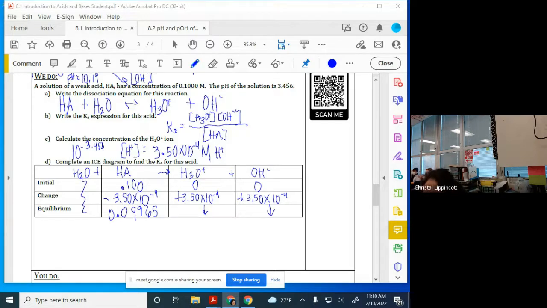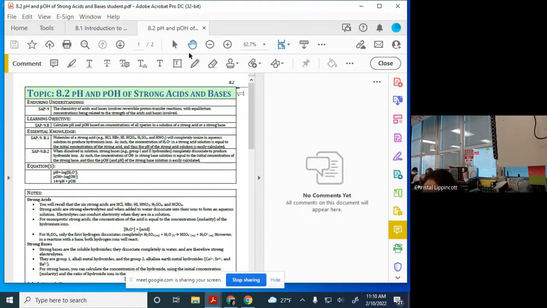Okay. So then they wanted us to complete the diagram to find the Ka. We could plug these values in and actually calculate Ka if we wanted to. And you guys should be familiar with how to do that, right? All right, that is 8.1. Are we done? We're done with 8.1. Now 8.2.